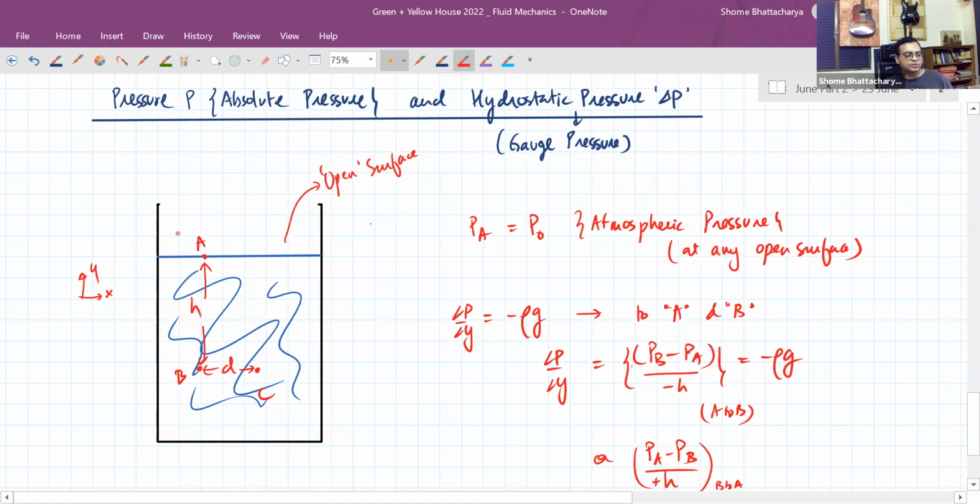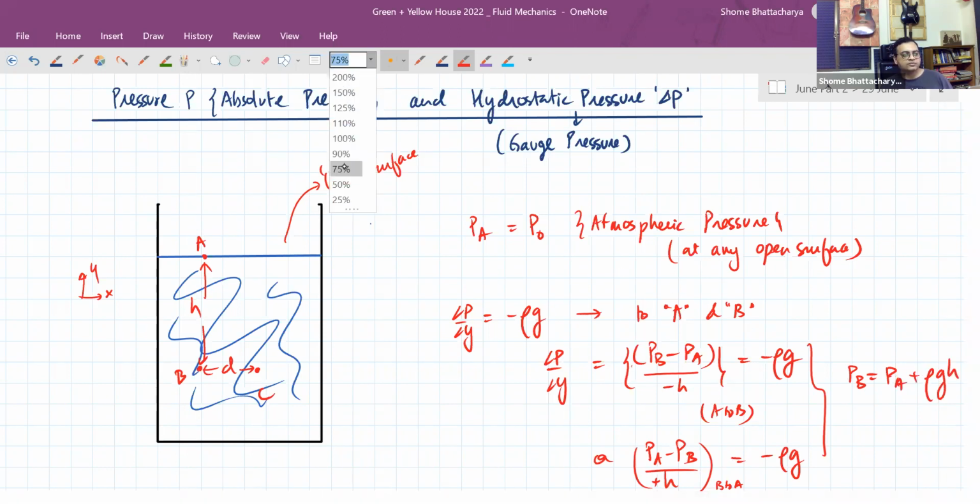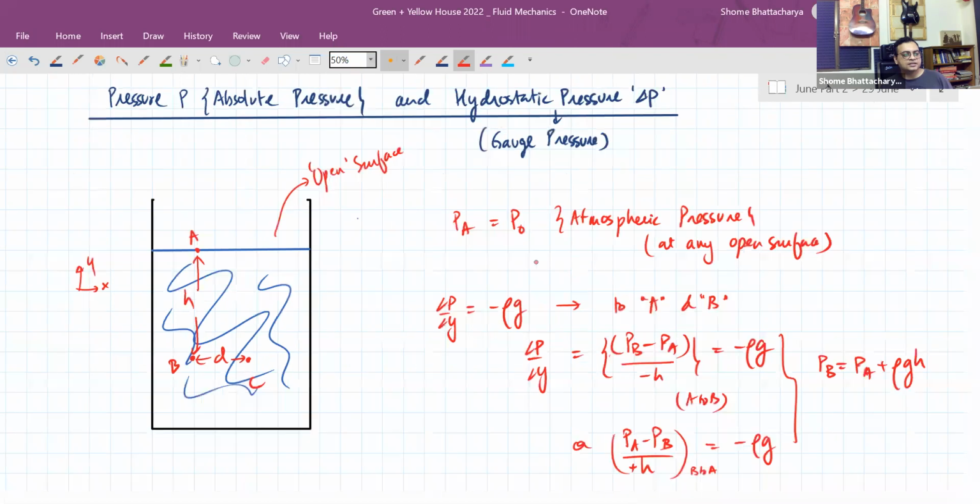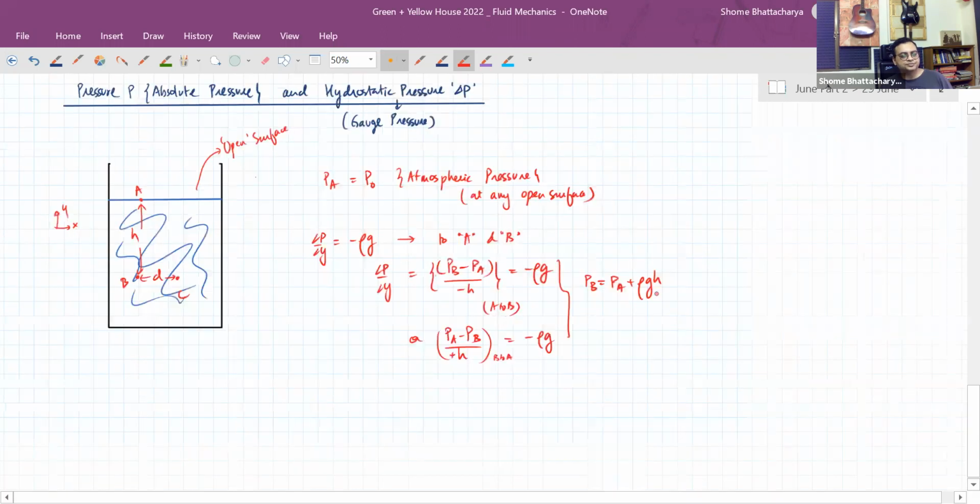Whereas if I'm going from A to B, I'm going down, so delta Y is minus H. And I'm going to B from A, so it is final minus initial. So either way, I can use this equation or this equation below. Both of them will give us the same result, that the difference in pressure is like this, that pressure at B is equal to pressure at A plus rho GH. So this gives us a general formula to find the pressure at any point inside a fluid.